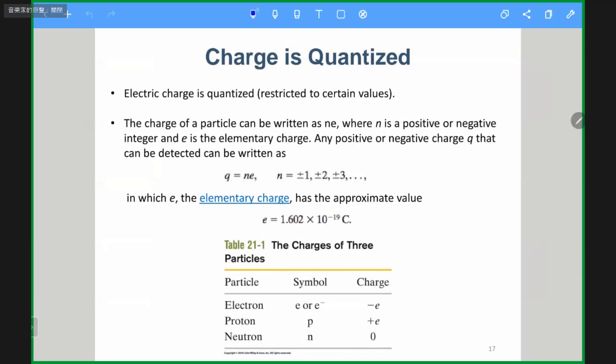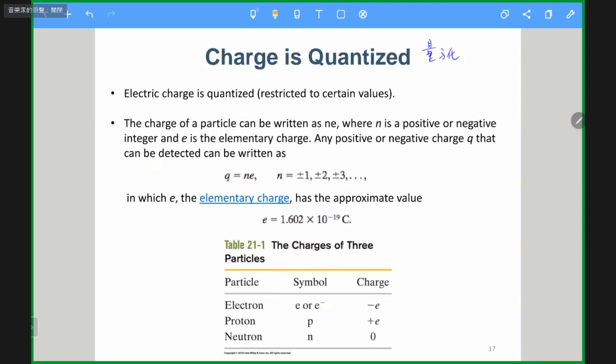Okay, so this time we'll finish up chapter 21. Here we'll talk about charge quantization, 电荷量子化. Of course, here we won't talk too much about the quantum mechanics stuff. You only need to know electrons are 1, 2, 3, 4, 5, and so on. Of course, it can have negative charge.